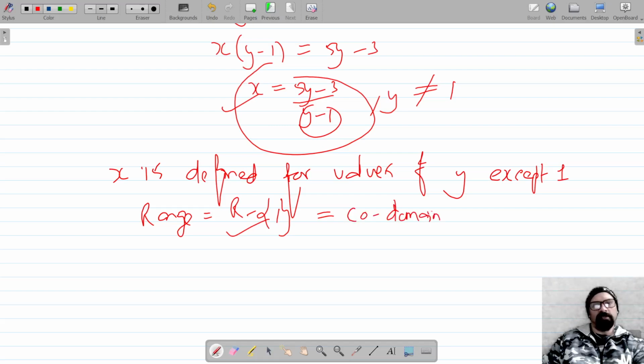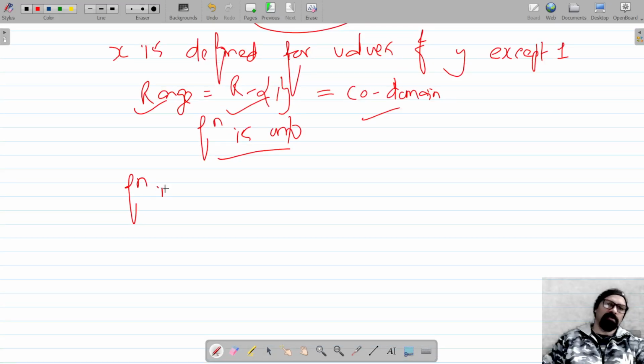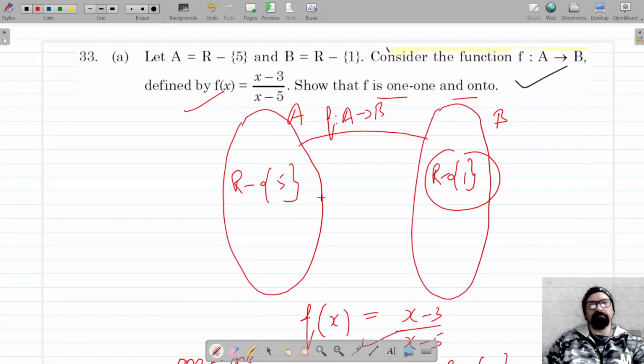So when range becomes equal to codomain, that means the function is onto. So that means our function is onto. So that means the function is 1-1 and onto. So the given function is both 1-1 and onto. When the function is both 1-1 and onto, it's the bijective function.